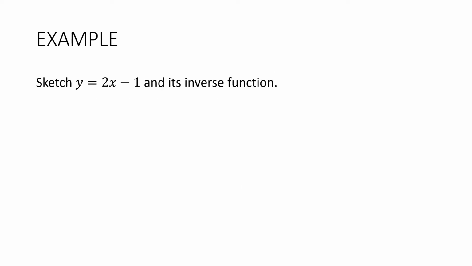Here's an example. Sketch y is equal to 2x take away 1 and its inverse function. So we're going to start by forming the inverse function. We're going to swap the x and the y. So x is equal to 2y take away 1. Now let's make y the subject. 2y is equal to x plus 1. Divide both sides by 2. y is equal to (x plus 1) all over 2.